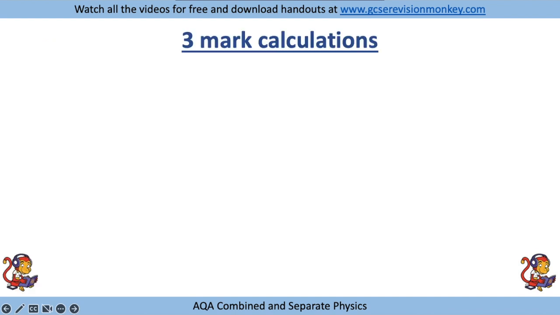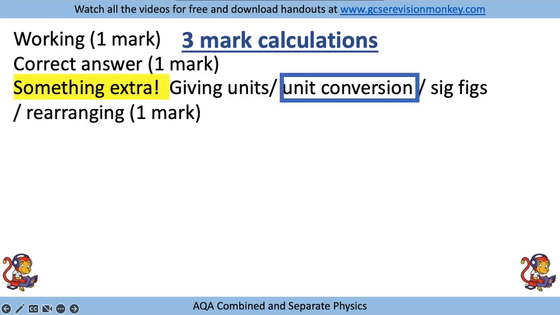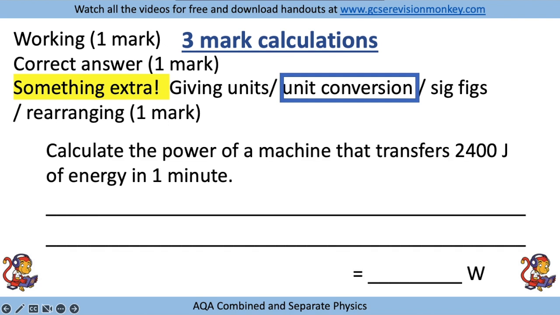So another 3-mark calculation then, rather than giving the units, could be converting the units. So a simple one would be converting minutes to seconds. So this question says calculate the power of a machine that transfers 2,400 joules of energy in 1 minute. So really look out for that. That's a really common thing, and you have to convert that to seconds.